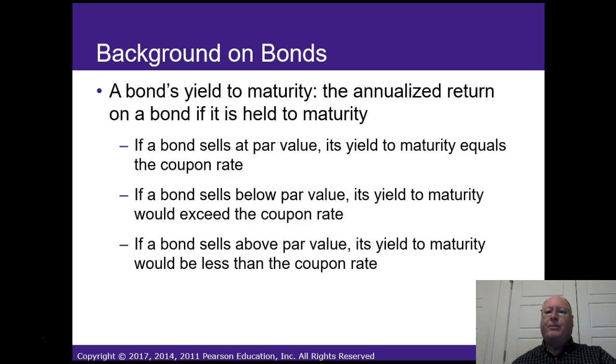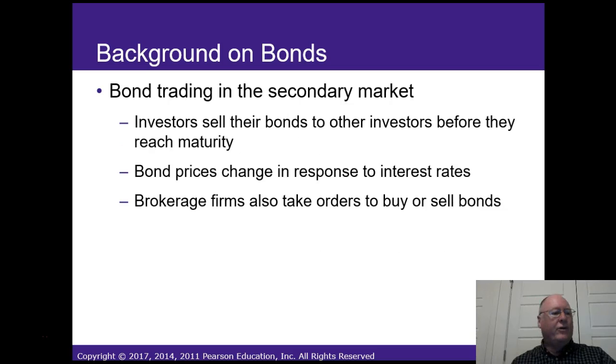If a bond that has a par value of $100 sells below that, let's say it sells at $90, that means that at the maturity, not only are you going to get the 5% coupon rate, but you'll also get that additional $10 of yield at the time it matures. And again, it goes the same way if it sells above par value itself.